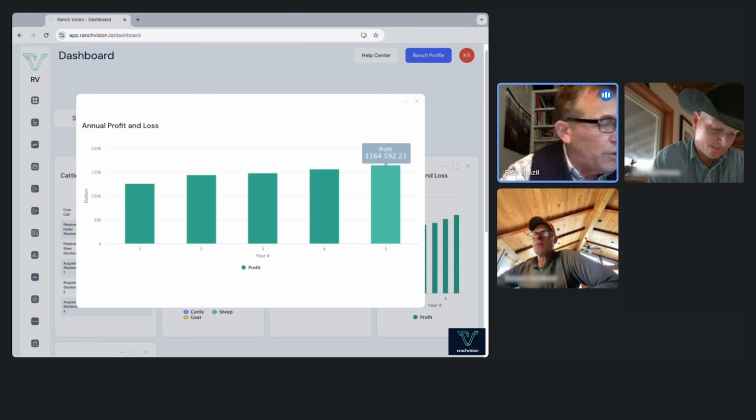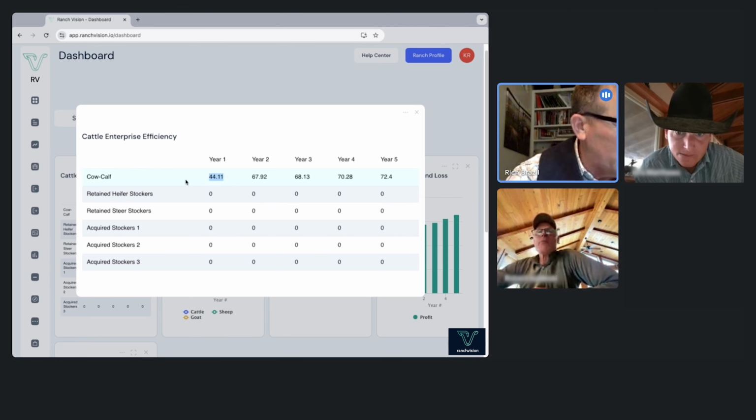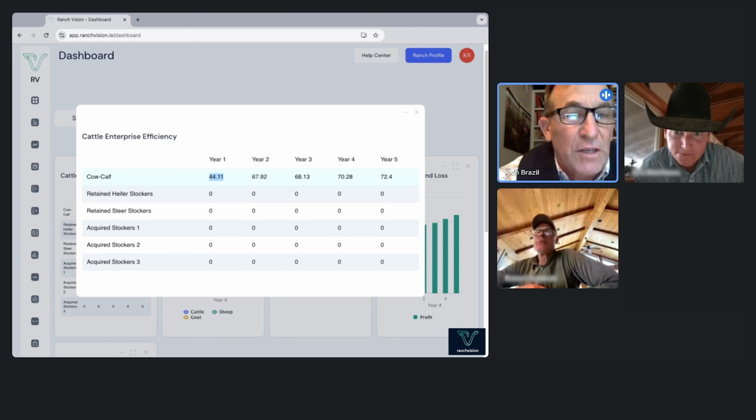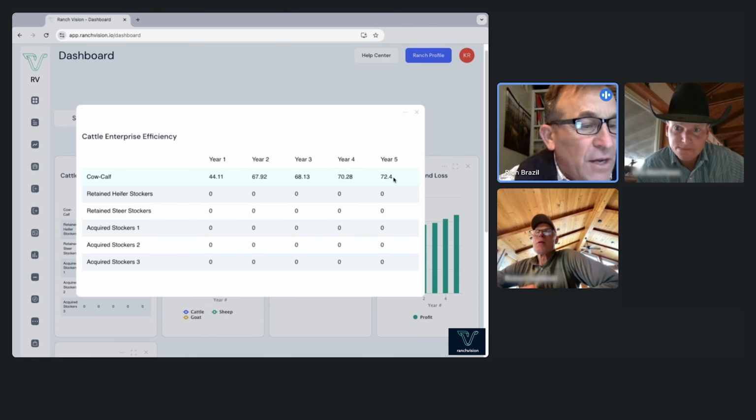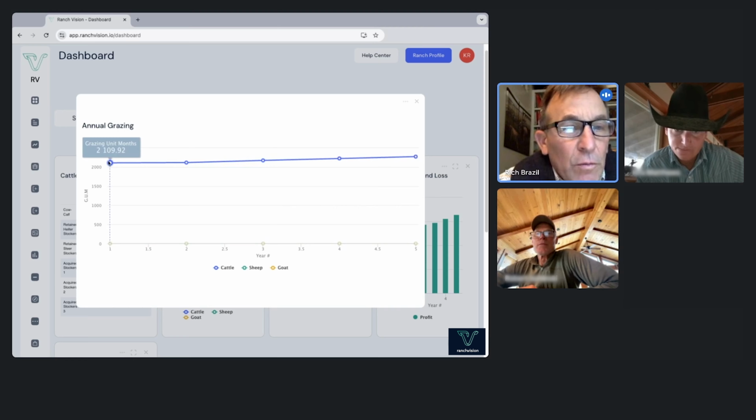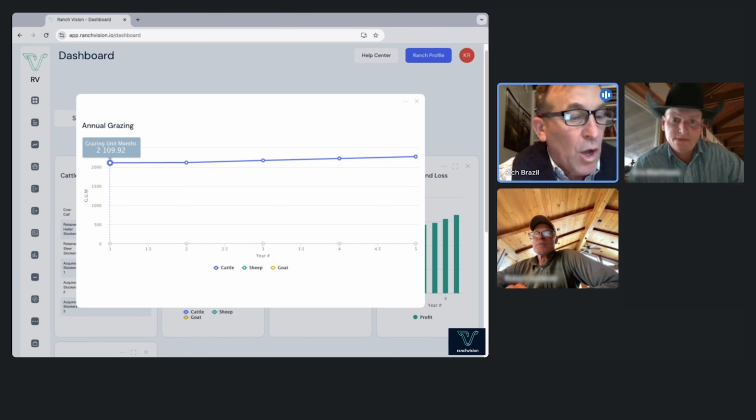Let's look at enterprise efficiency. The previous enterprise efficiency, year 1 was $40.27. That's brought it up in year 1 about $3 per grazing unit month per unit of grass. Year 5 before was $66.59, and now it's $72. So it's about $6 per grazing unit month. If you look at how many grazing unit months we're using, over 2,000. So that's where we're seeing a lot of our profit, 2,000 times the 6, and then also lower losses. That's where all that increase in profit is coming from.